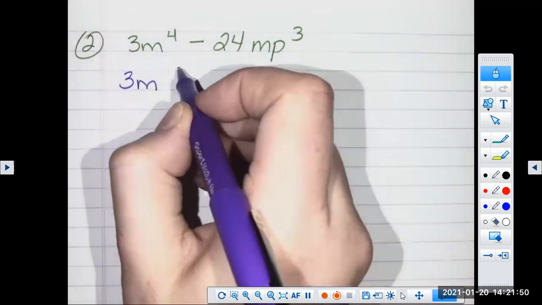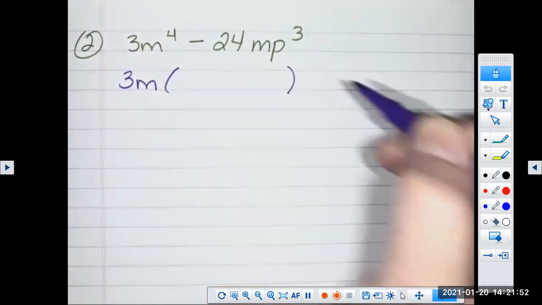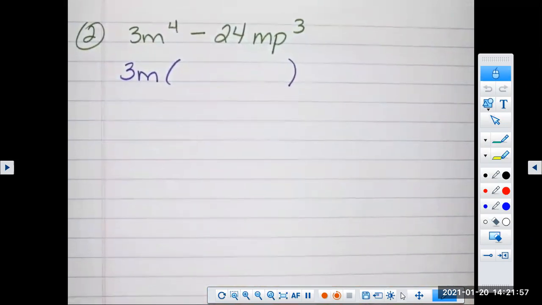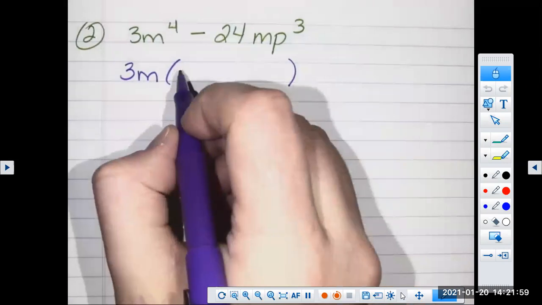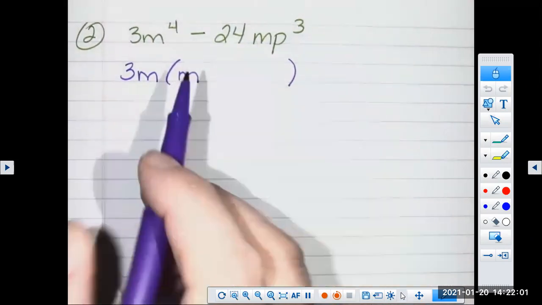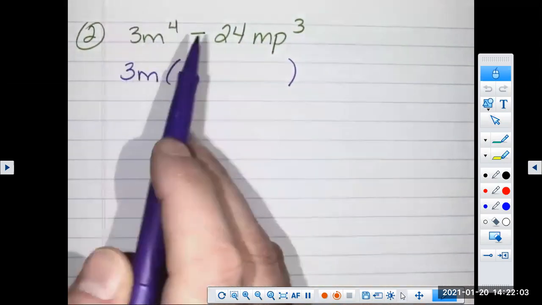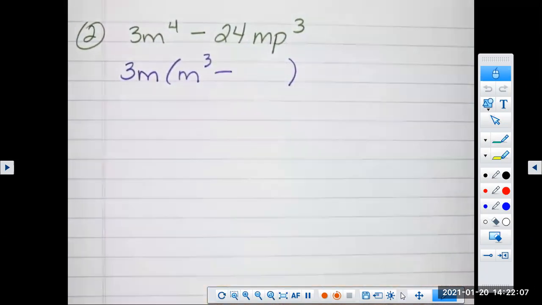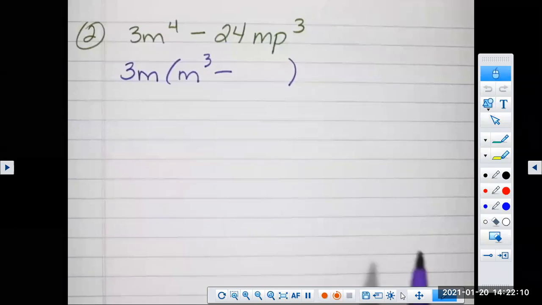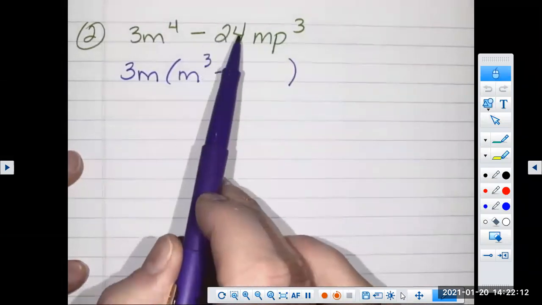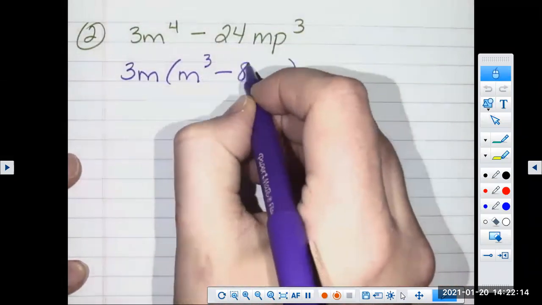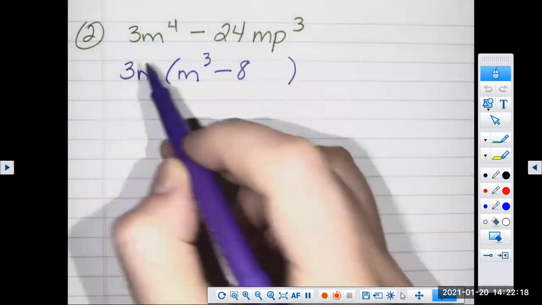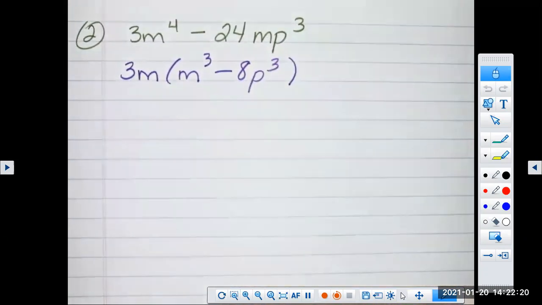So if you factor that out, what are you left with? M to the what? If you pull a 3m out, you're left with m to the 3rd, right? I think I heard somebody say it. And then if you factor out 3, you're left with 8. We pulled that m out, so we're left with p to the 3rd.